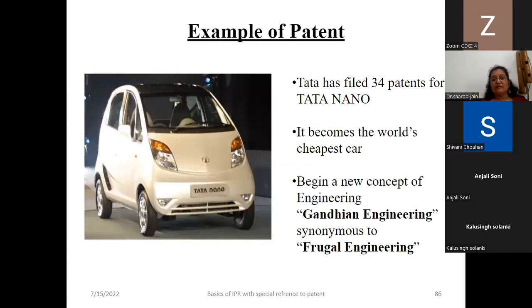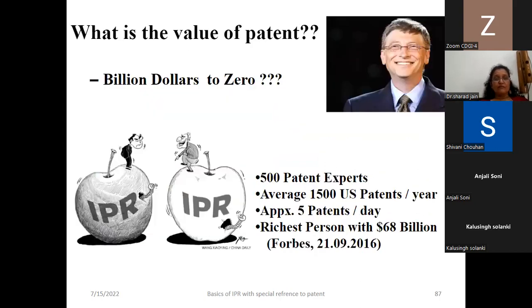An example of a patent is the Tata Nano. Tata has filed 34 patents on the Tata Nano, and that was the world's cheapest car. You see, from $1 billion to zero, what is the value of patents?